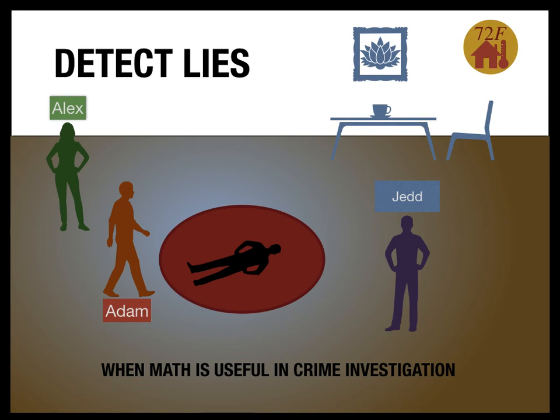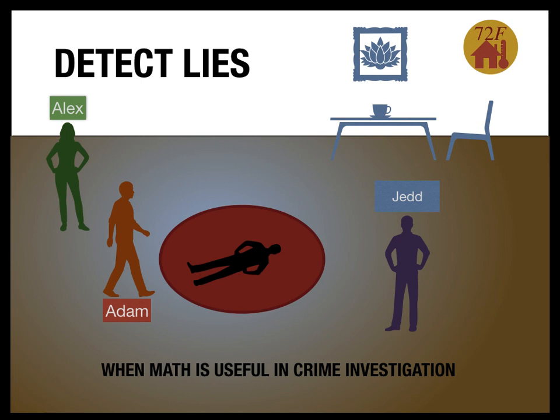In the initial episode, we witnessed the utility of mathematics in forensics, especially in determining the time of death. In this subsequent episode, we'll delve into the value of mathematics in crime investigation and its aid in the detection of lies. As a recap, Adam came home discovering his partner was dead on the floor.